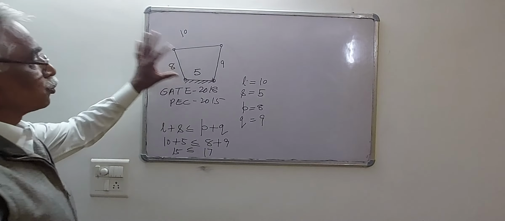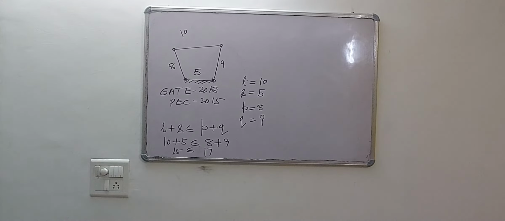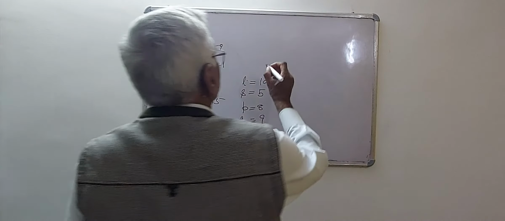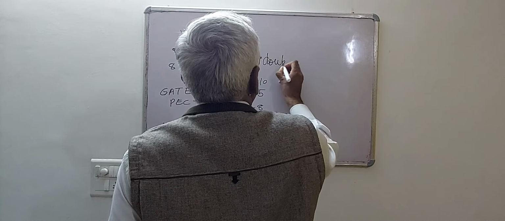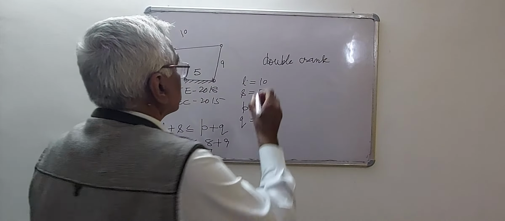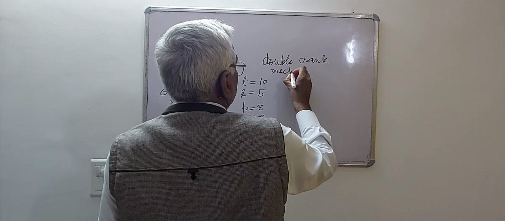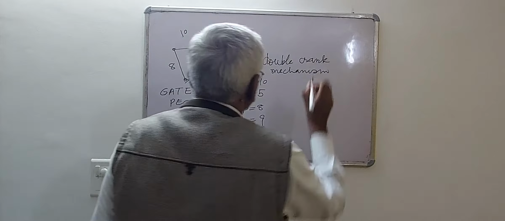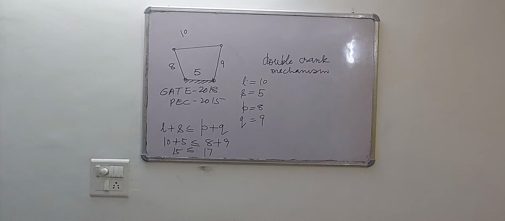But the condition is that the shortest link is fixed. So you have to tell which type of mechanism you obtain out of these dimensions. The answer is a double crank mechanism, because the smallest link is fixed. According to criterion number 1 of the inversions of Grashof linkages, when the shortest link is fixed, a double crank mechanism is obtained.